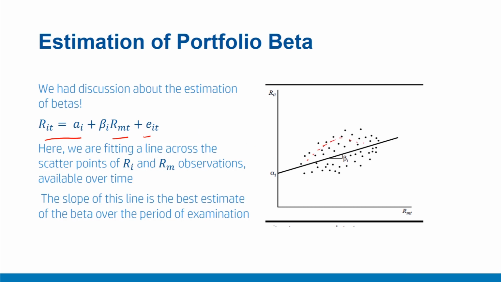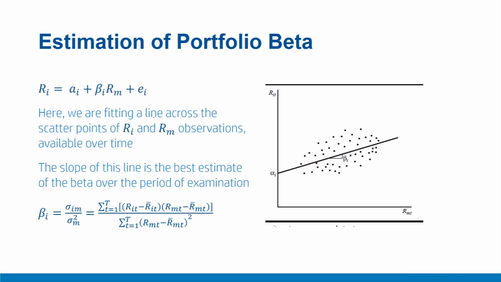These are the scatter points, these are our observations, and we try to fit this model Rit bar equal to alpha i plus beta i times Rmt bar. We fit this regression model. The model can be represented in the form of this straight line. The slope of this line, which is beta i, is our estimate of beta. So we are fitting a line across these scatter points with the simple, often used OLS, ordinary least squares method of regression. So this is called the method of ordinary least squares. And the slope of this line is the best estimate of beta over the period of examination.